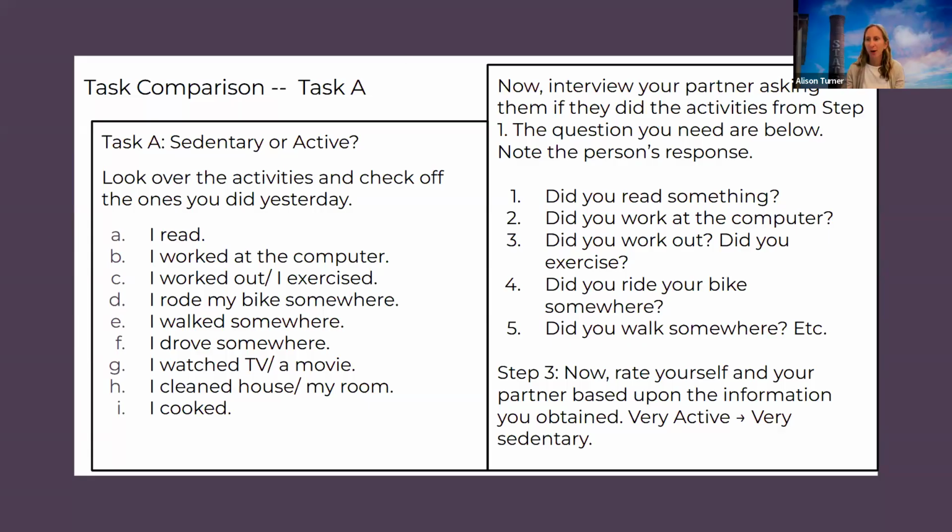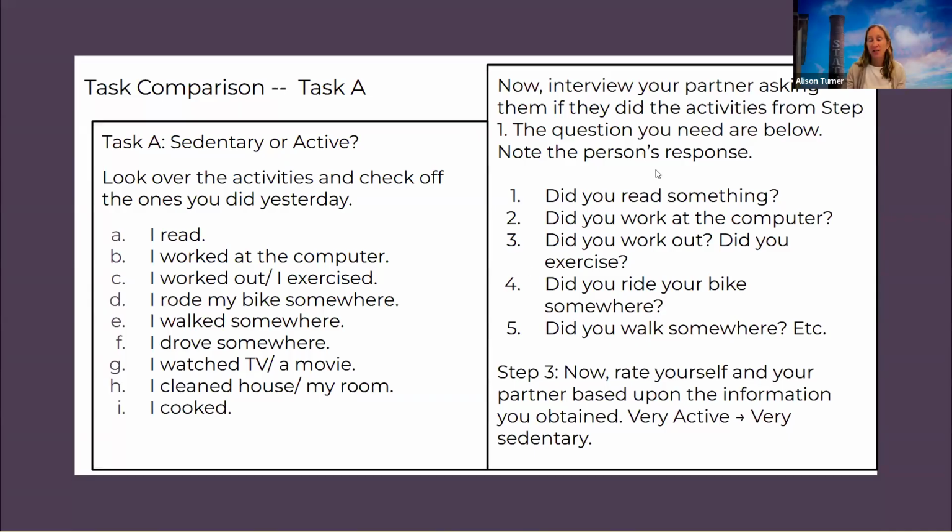Then the next step, interview your partner, asking them if they did the activities from step one. The questions you need are below. Note the person's response. So this is giving you the question. Did you read something? Yes, I did. No, I didn't. Okay, and you would tally those. Did you work at the computer, etc. Then the last step is the student would rate themselves and their partner based upon the information they obtained to place them on this continuum of very sedentary to very active.